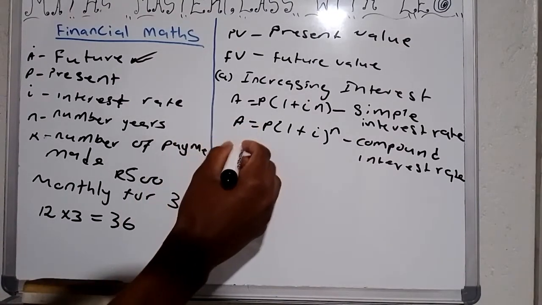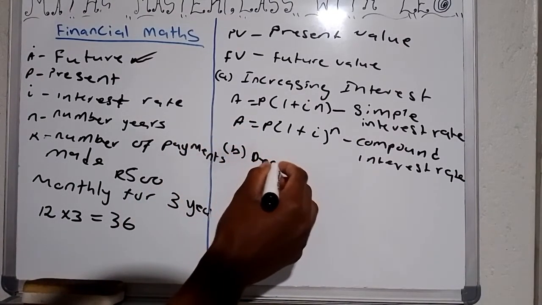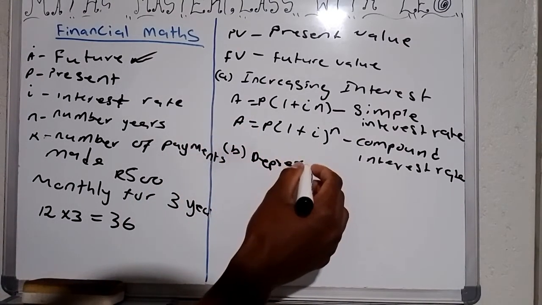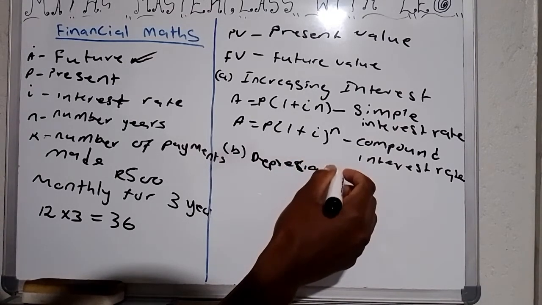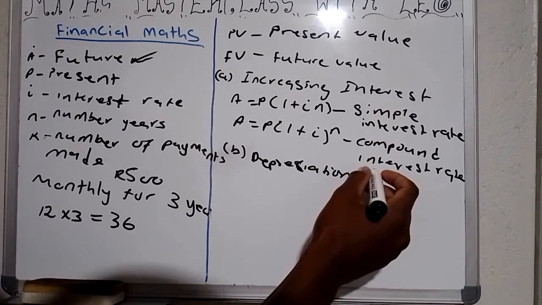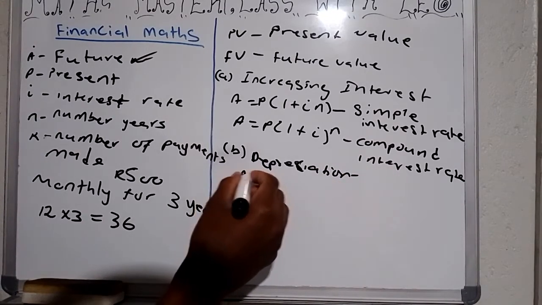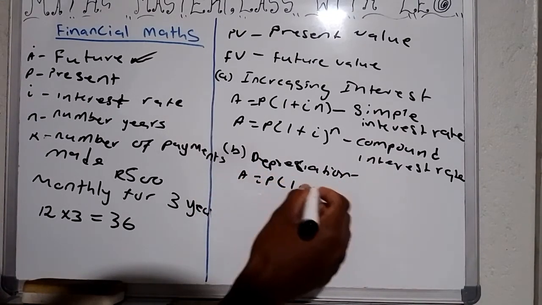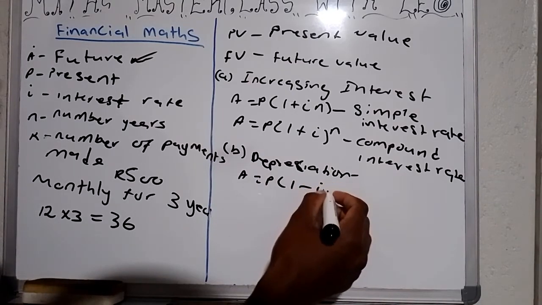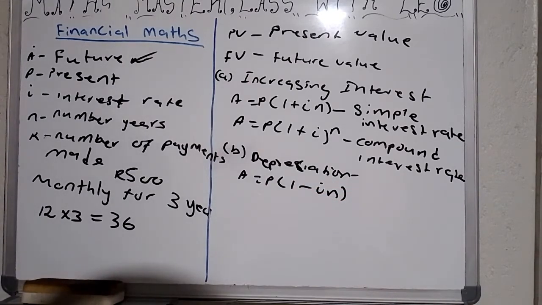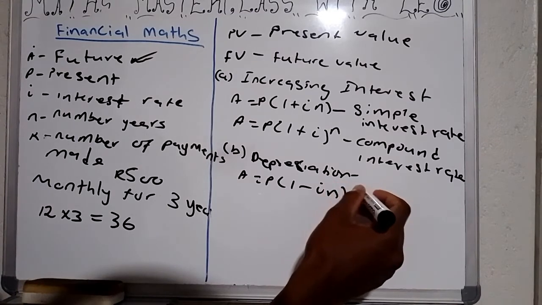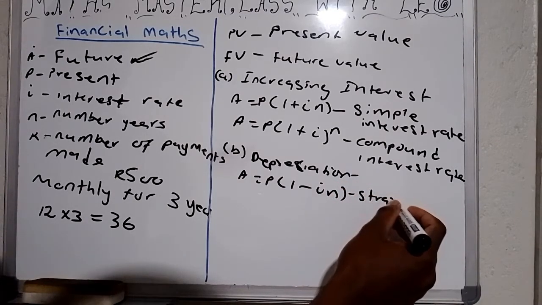Then you have B, okay, this is depreciation, losing of value. We have the formula that says A is equal to P into (1 minus I multiplied by N), close bracket. This is for the straight line method.